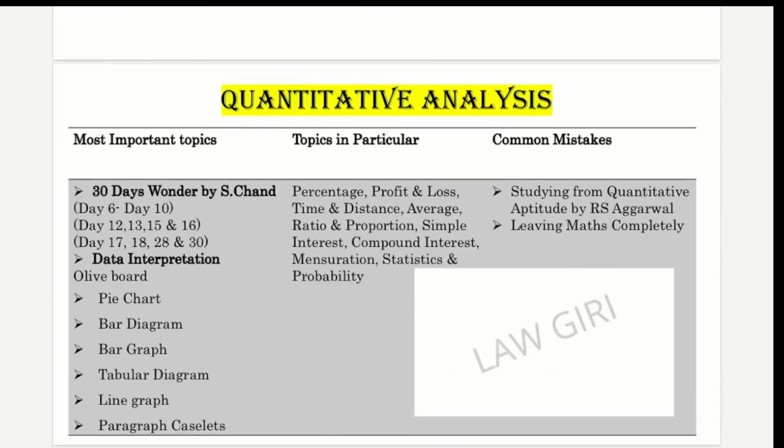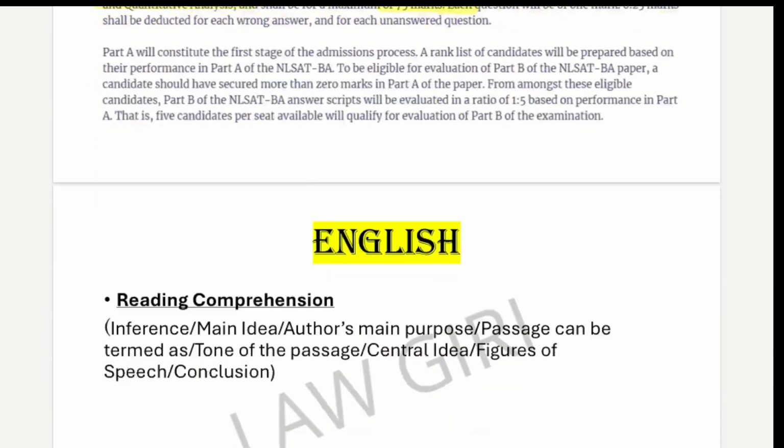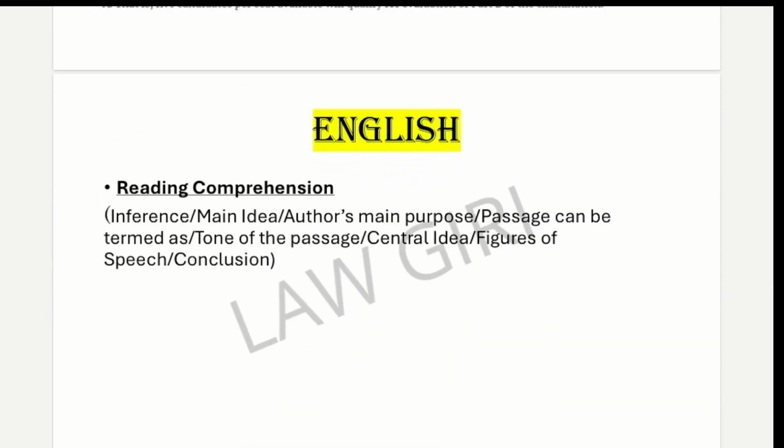Right, so this is your part A and part B. Now, how to prepare for part A? Part A has reading comprehensions in English. The topics are going to be from, these are the question types that you can be asked. ये question type है, ठीक है ना. अब इन question type को कैसे prepare करेंगे?